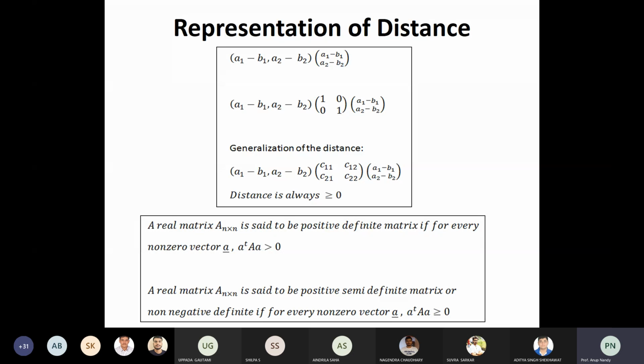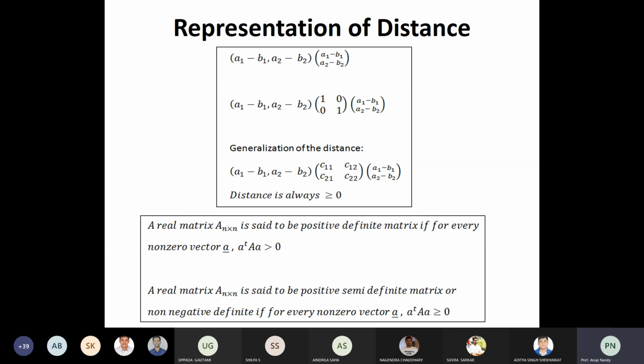Suppose the formula of the equilibrium distance is d(x, y), where x and y are vectors, then the square root of the sum of (xi minus yi) whole square, that we have seen. So this distance can be represented in the form of a matrix. Suppose you take only two elements, u1, u2 and v1, v2. Then you simply have d square, and then this square root will be removed. Okay, then you simply have this summation of (xi minus yi) whole square.